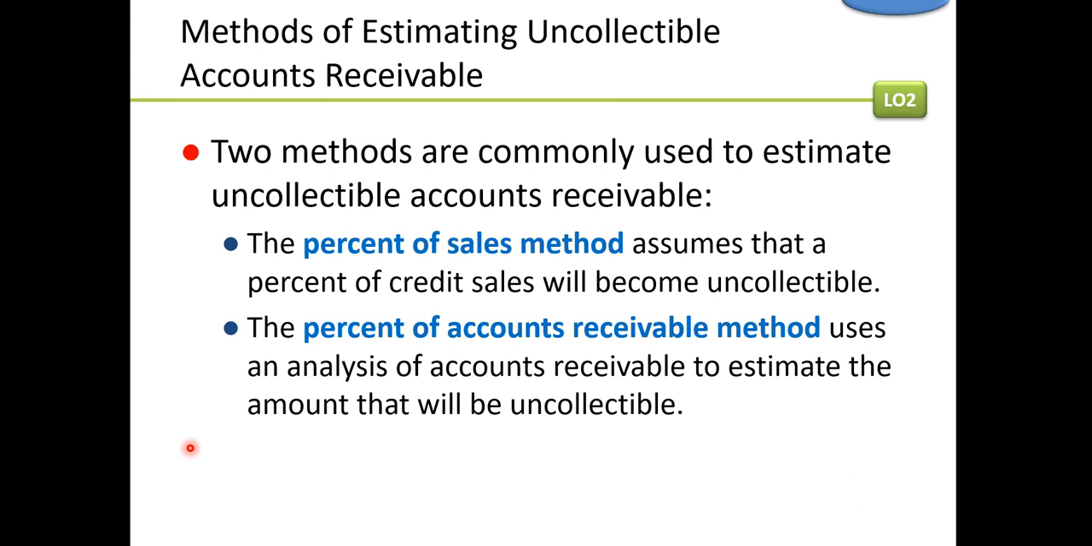Versus the percent of accounts receivable method. Well, I only sold $500 on account. So if I think about 2% of those will become uncollectible, again, it's $10. So with accounts receivable, you're not looking at your cash sales, but only focusing on the ones that you sold on account.